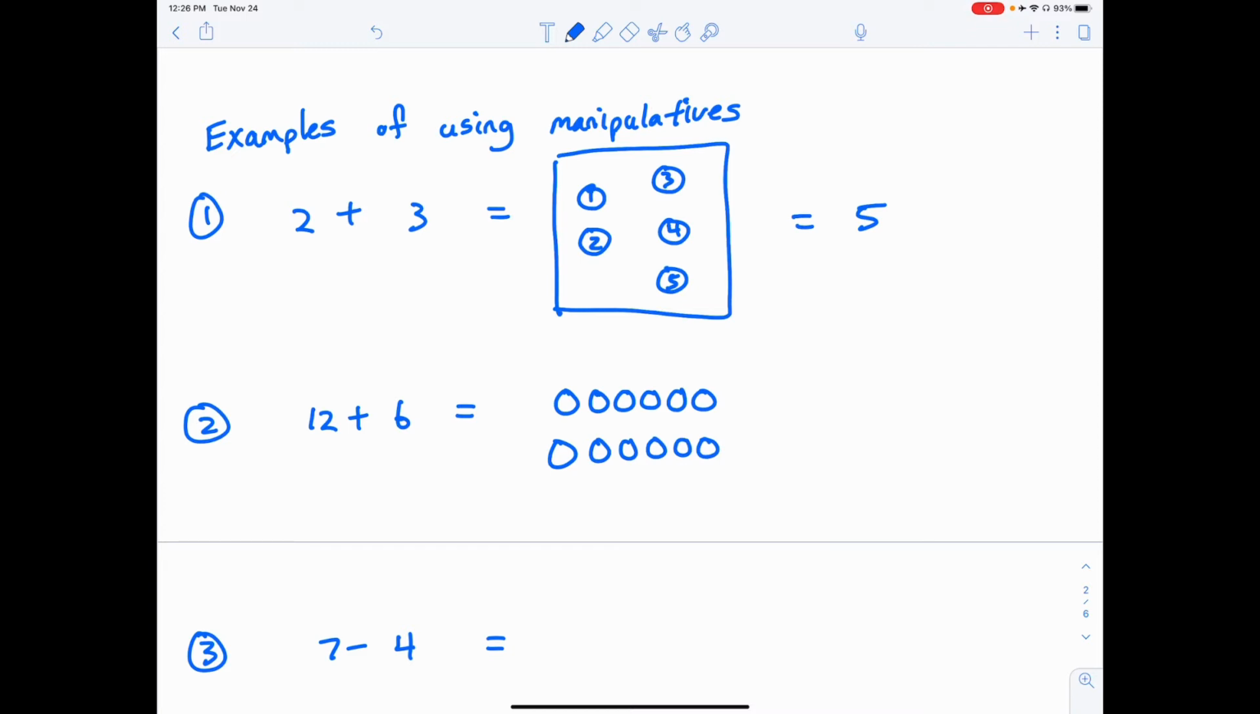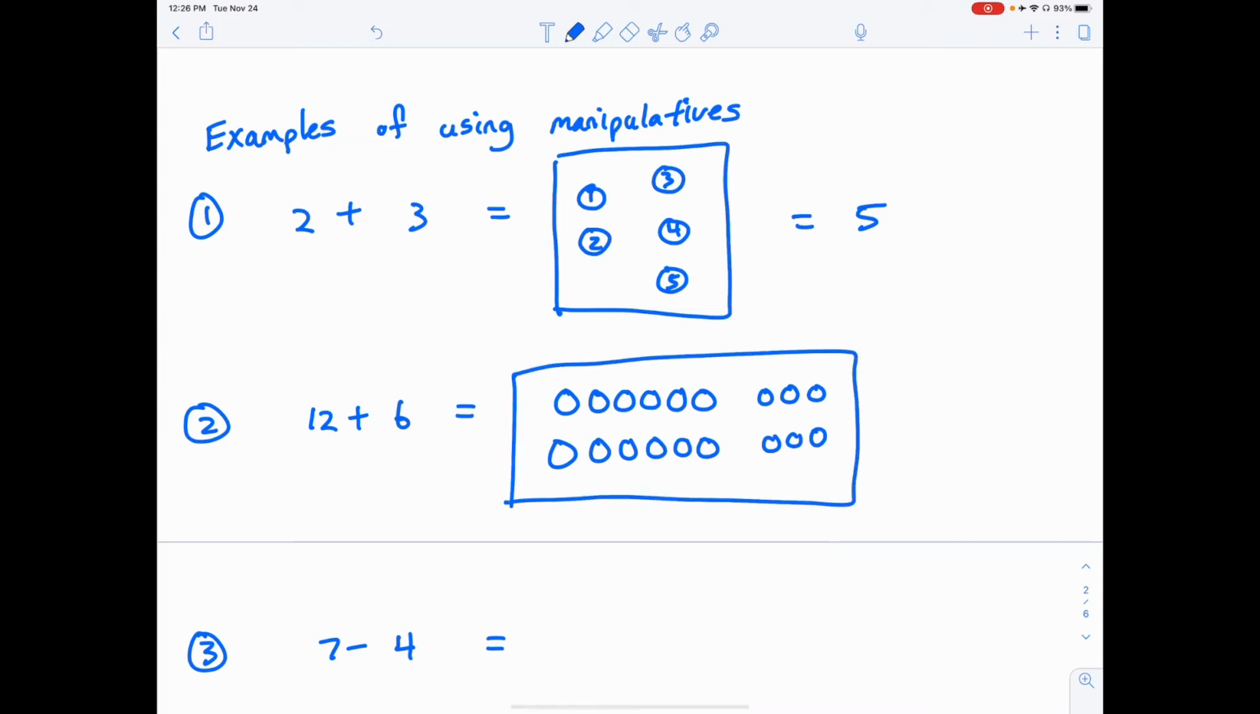So here we have 12 plus 6 means I need 6 more. So again, you can just go 1, 2, 3, 4, 5, 6. Again, it doesn't really matter how you draw them as long as you have them all there. Then again, the student or child can simply count them all and get a total of 18.